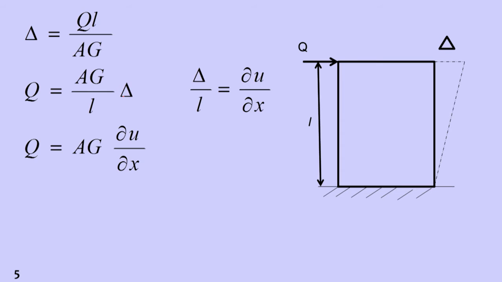So we already know delta by L. Delta is the deflection and L is the length, so we write this as infinitesimal deflection by infinitesimal length. So dx is the infinitesimal length of the member, and du is the infinitesimal deflection over this dx length. If we substitute delta by L as ∂u by ∂x, we get Q is equal to AG multiplied by ∂u by ∂x.